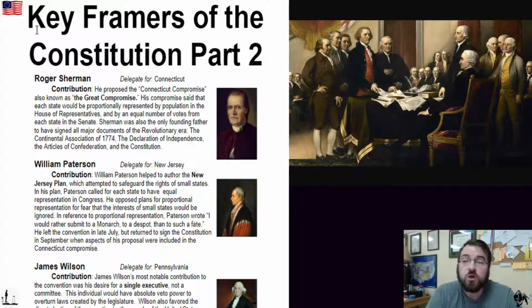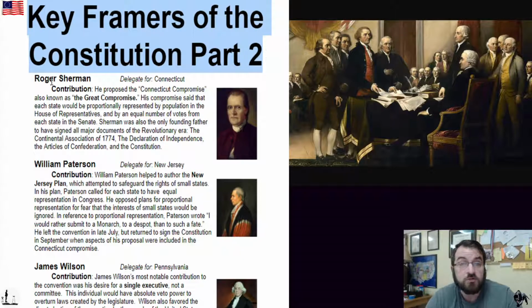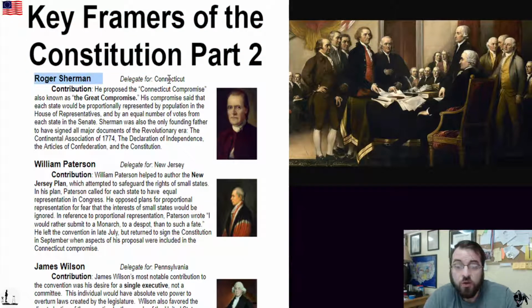Okay, here we go. Key framers of the United States Constitution, Part 2. We're going to start with Roger Sherman. Roger Sherman was a delegate for Connecticut, and his contribution was that he proposed the Connecticut Compromise, also known as the Great Compromise. And this is what truly made the Constitution break out of the argument phase and into, oh, this might really be a real thing.